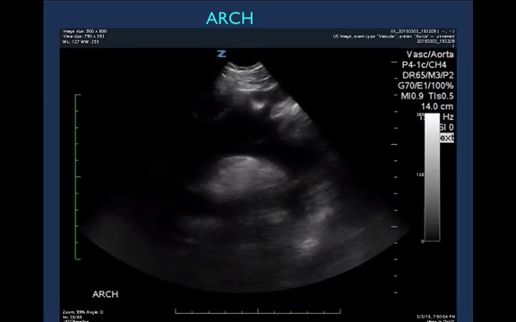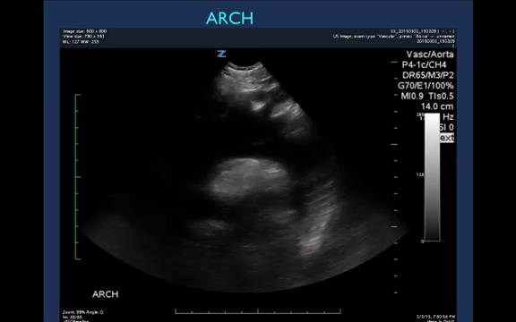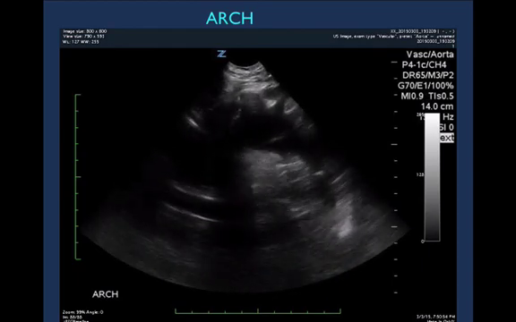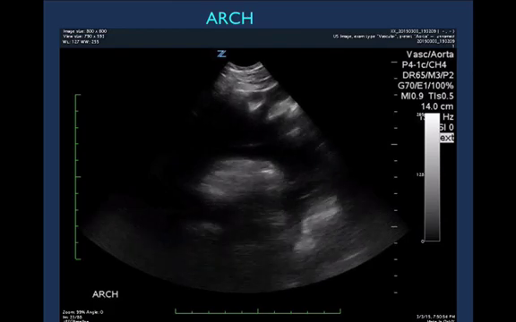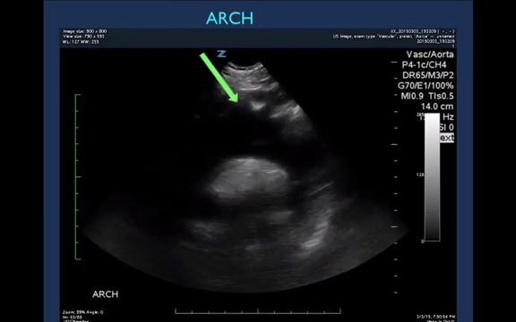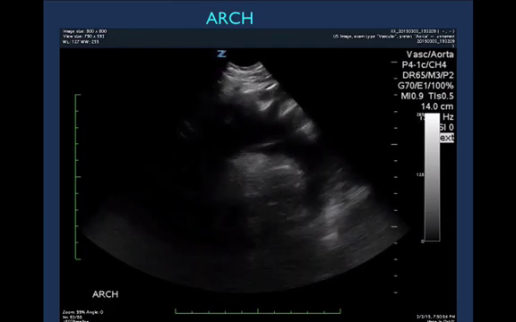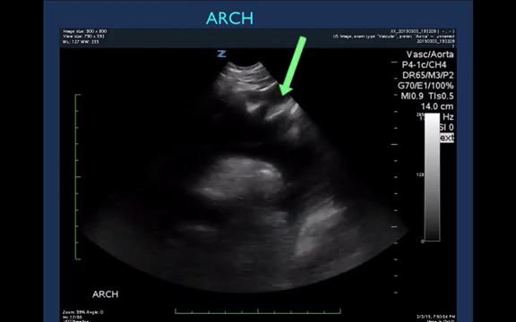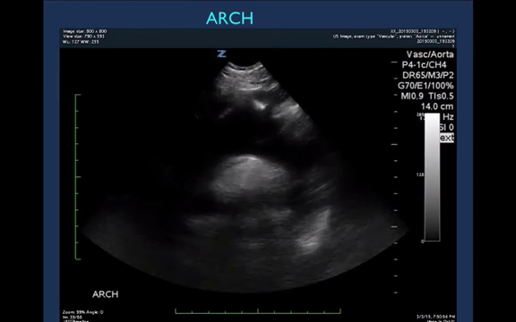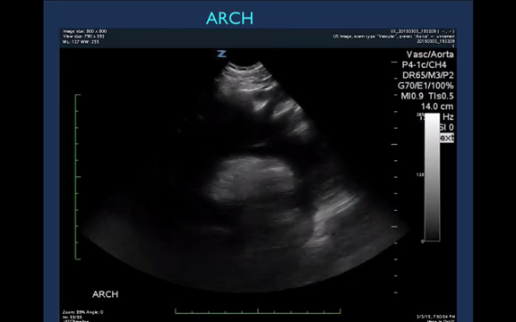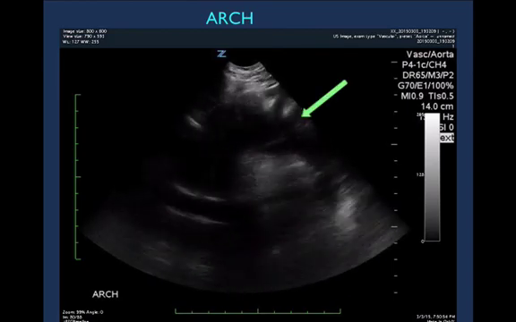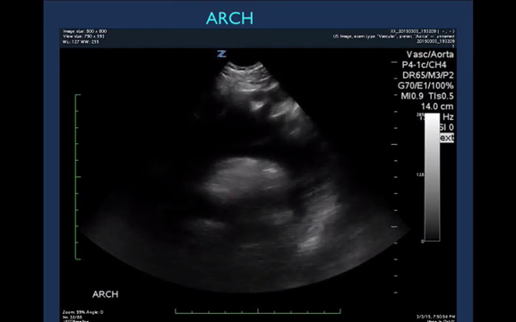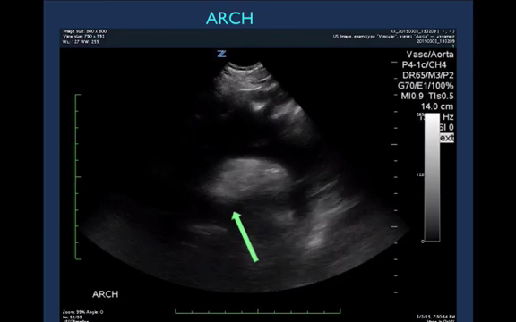This is an example of what we will see in an aortic arch view. On the right-hand side, we will see the brachiocephalic trunk. The first branch on the left will be the left common carotid artery. And just lower to that, we will see the left subclavian artery. Deep to the arch, we may get a glimpse of the right pulmonary artery.